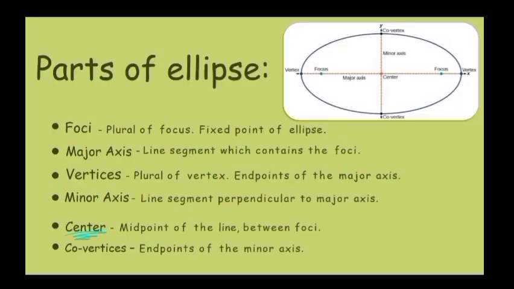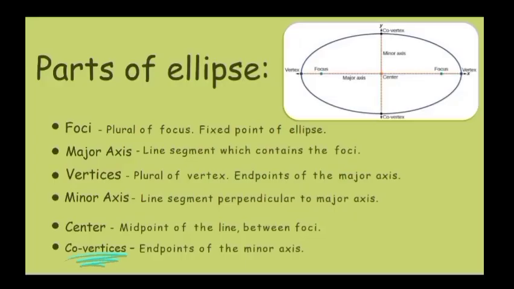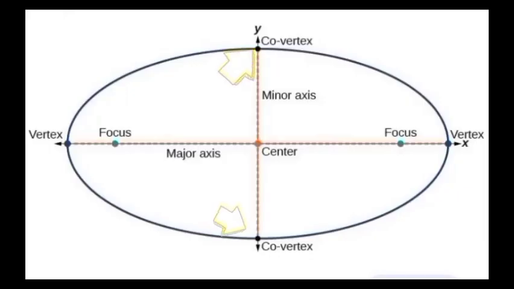Center. It is the midpoint of the line. We can find it between the foci. Depending on the coordinates, the center can vary. It can be on the origin, which is 0, 0, or h and k. We also have the covertices, which are the endpoints of the minor axis. It has covertex 1 and covertex 2, which is why it is called covertices.